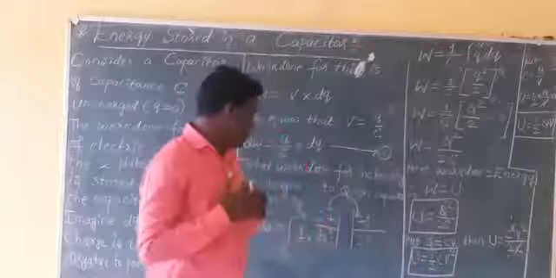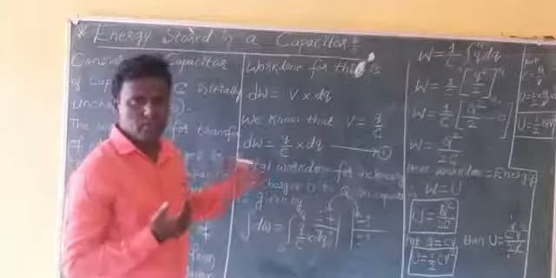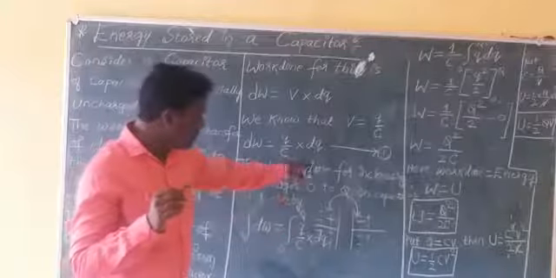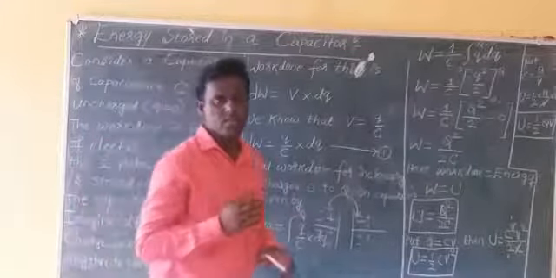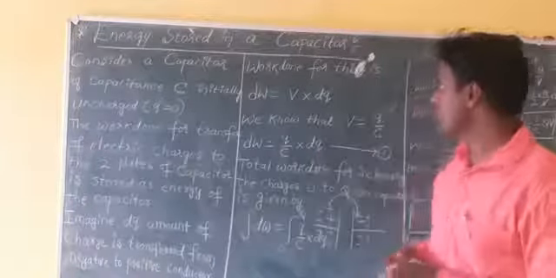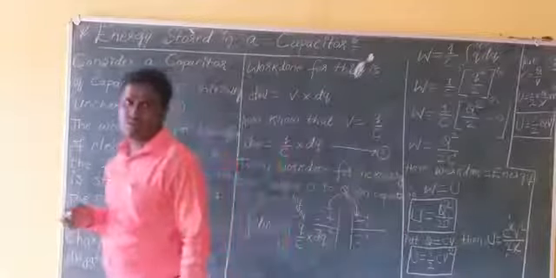In this way, first to remove the positive charges from the positive plate, work must be done against the force of attraction. To add the positive charges to the negative plate, work must be done against the force of repulsion. So this work done is stored as energy of the capacitor.